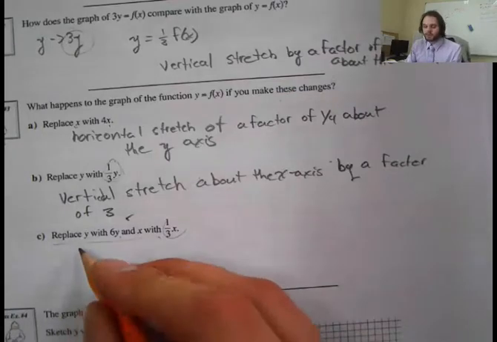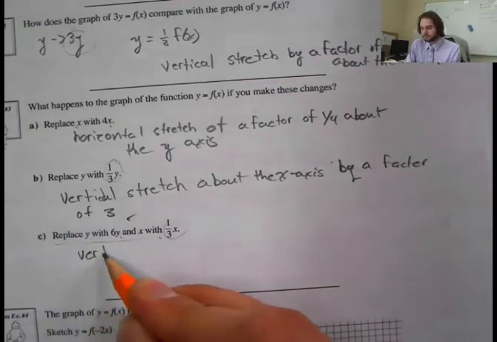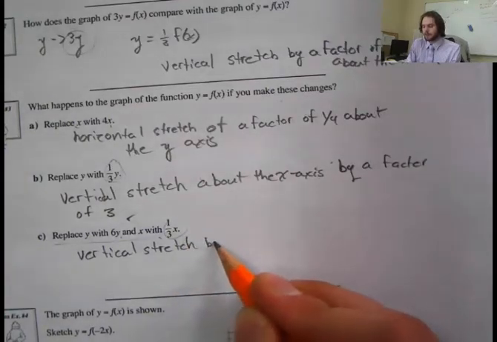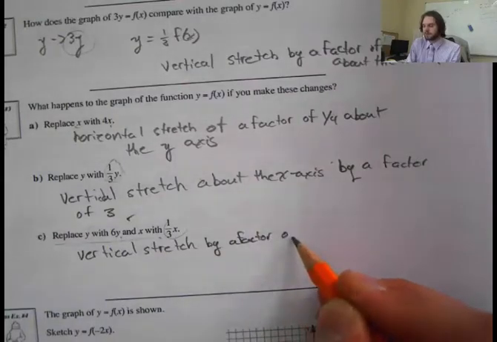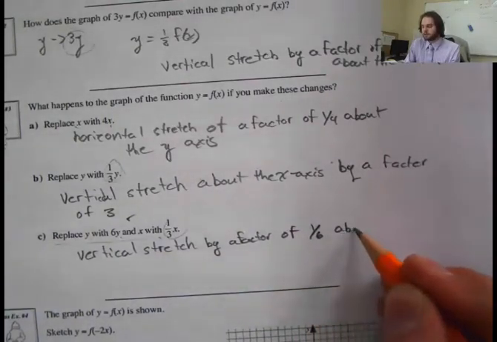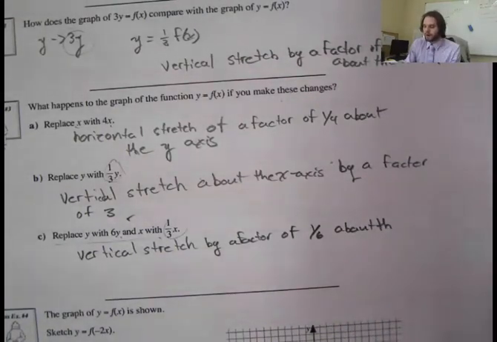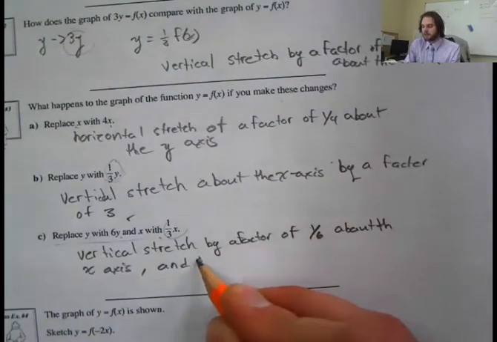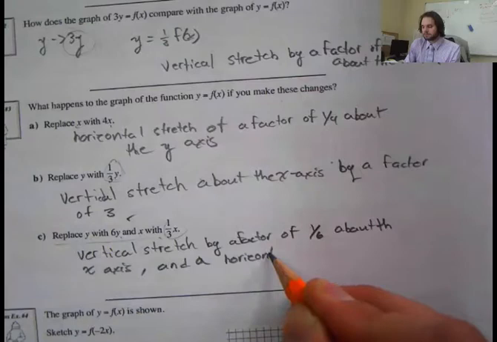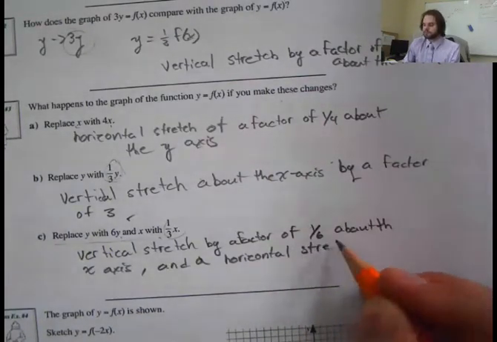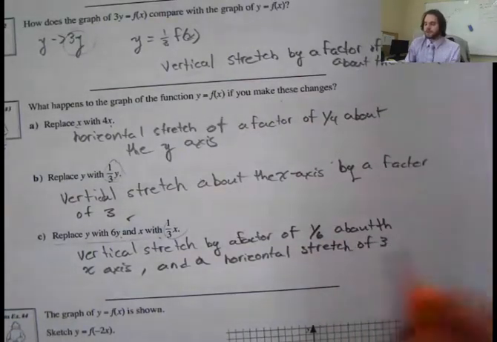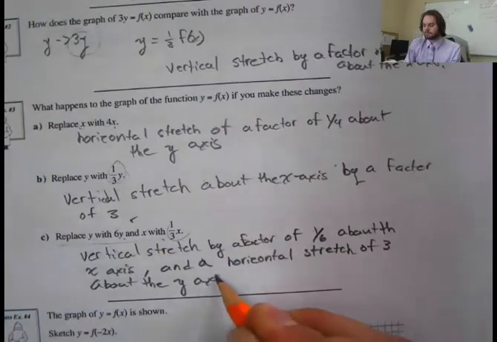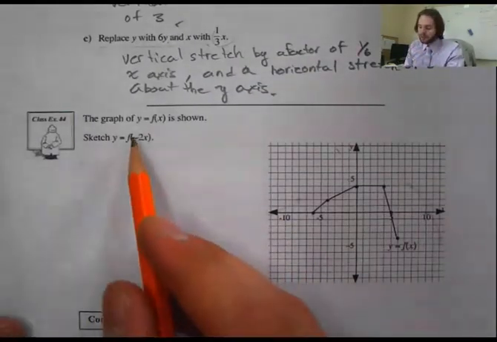And now the next one, it says y is replaced with 6y and x is replaced with 1 over 3x. So then first of all we have a vertical stretch by a factor of 1 over 6 about the y-axis, or sorry, about the x-axis, and a horizontal stretch of 3 about the y-axis.